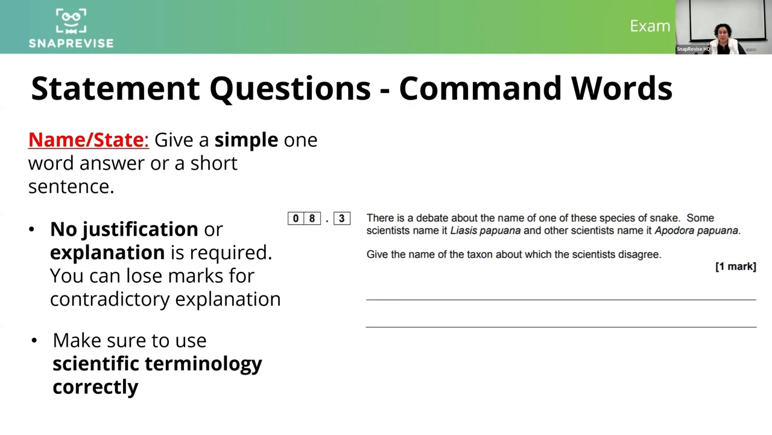So let's see an example. There's a debate about the name of one of these species of snake. Some scientists name it Liasis papuana, and other scientists name it Apodora papuana. Give the name of the taxon about which the scientists disagree. Sorry, I thought there was going to be something popping up.